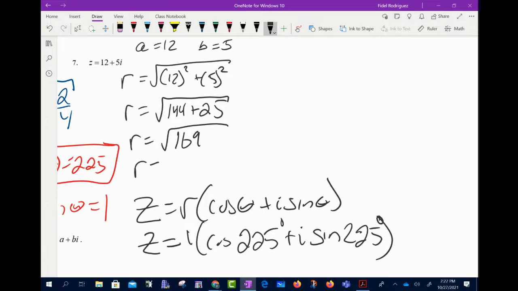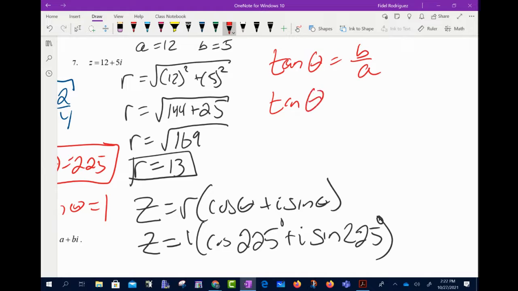169. Anybody know what this is? 13. Look at that. Boom. R is 13. Okay, so we got R being 13. We have this part. Now remember, y'all, the second part is we know that the tangent of our angle is equal to B over A. So this is telling me that the tangent of my angle is going to be equal to 5 over 12.